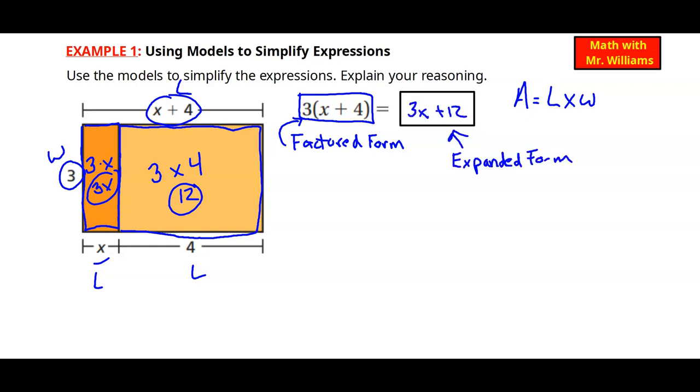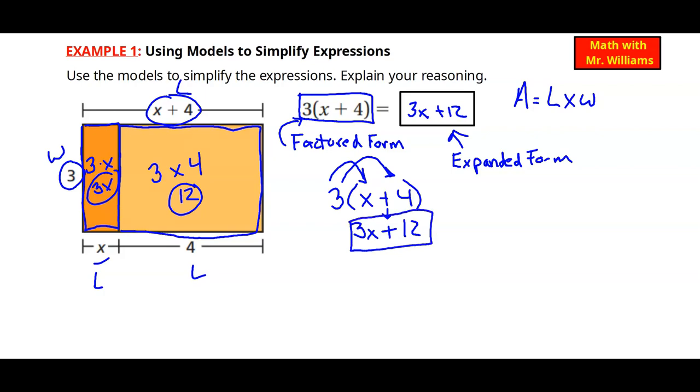We can also show this with distributive property. So we have 3 on the outside, x plus 4, and we're going to multiply the outside term to both the inside terms. So 3 times x would give me 3x, and 3 times 4 would be 12, and then we would just bring down our addition symbol, giving us the same exact expanded form answer.